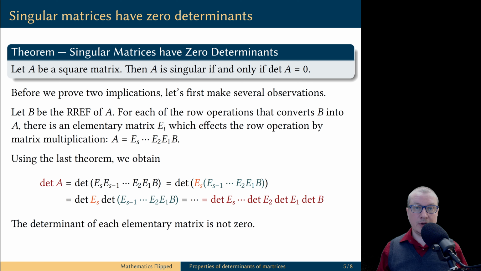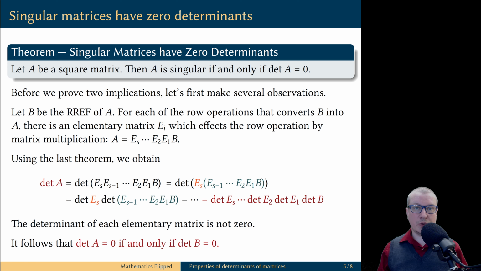But let's recall that the determinant of each elementary matrix is not equal to 0. This means that determinant of the matrix A is equal to 0 if and only if the determinant of the matrix B is equal to 0. That is because in this product on the right-hand side of this equation, all determinants of elementary matrices are not equal to 0. So this is our key observation.